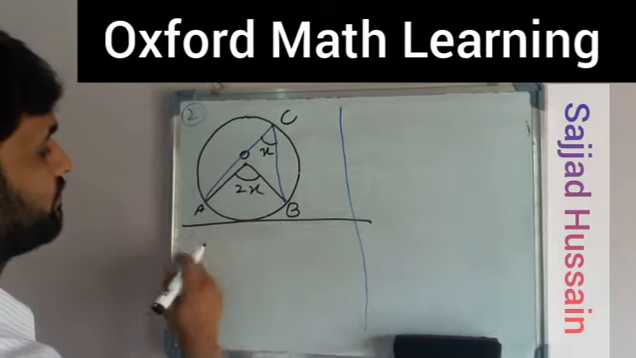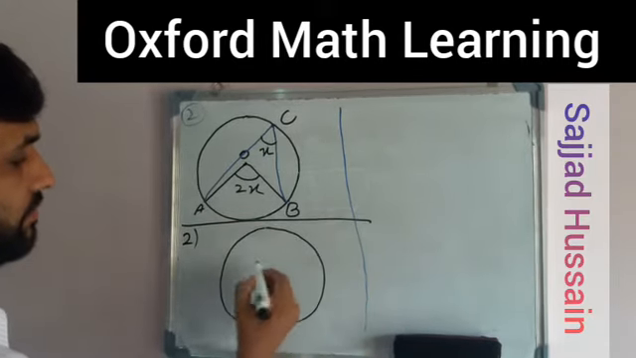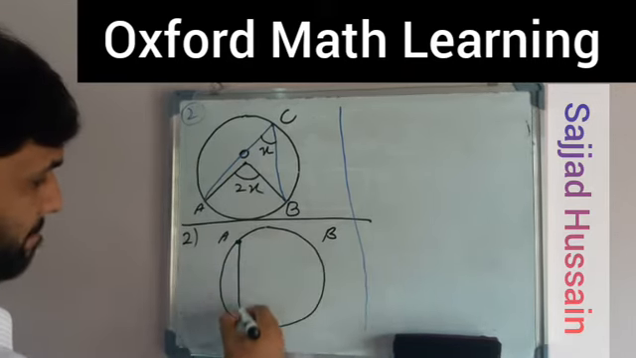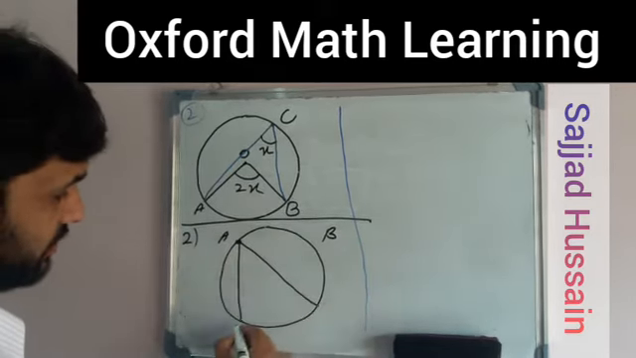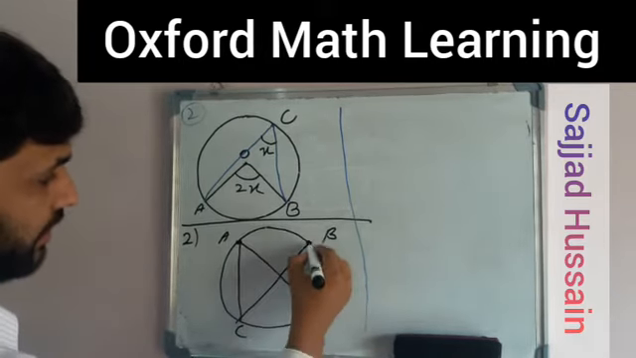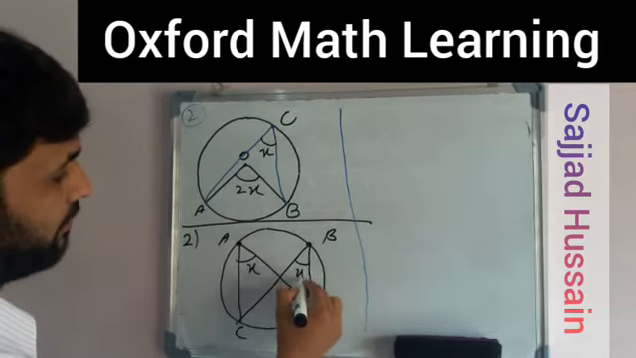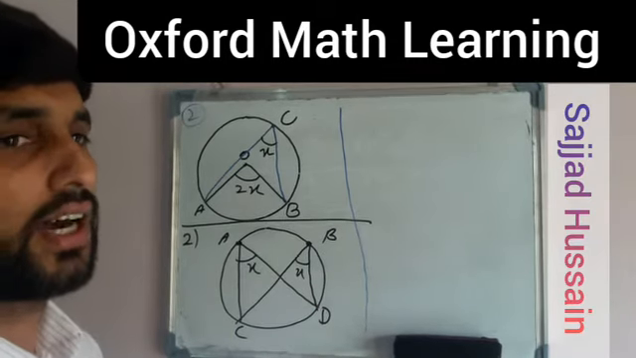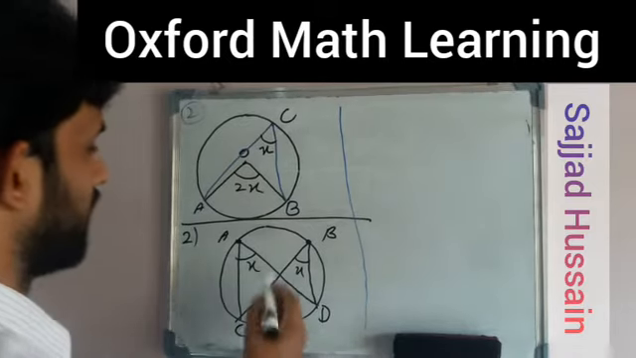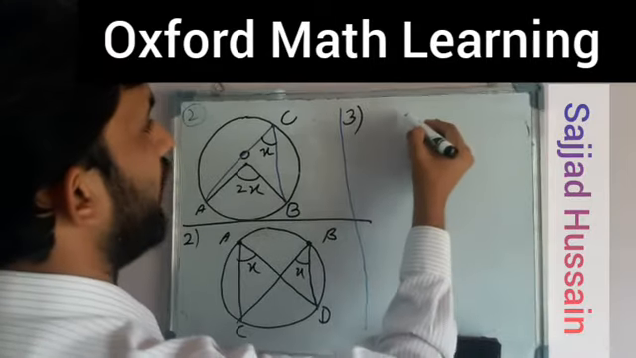The second one is a circle with two points A and B. A's arc is CD. Point B's arc is also CD. Their angles will be the same because both arc lengths are the same. It's also called angles in the same segment. This is the second property.